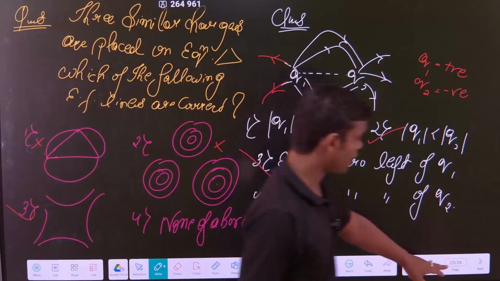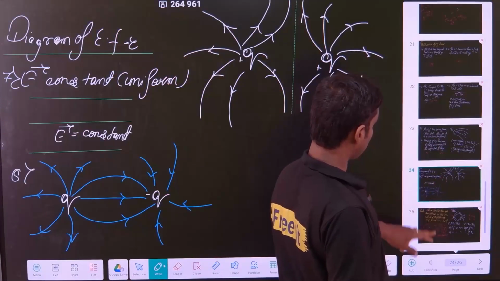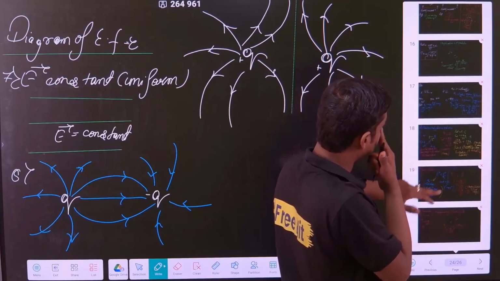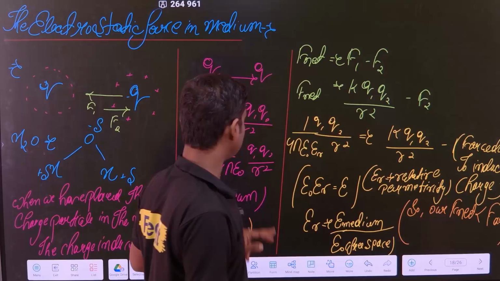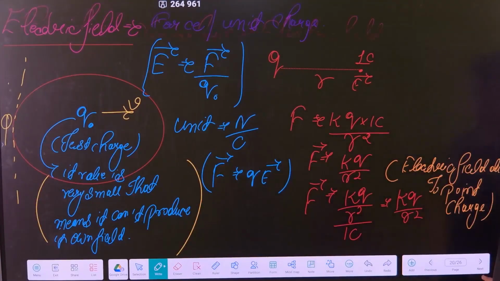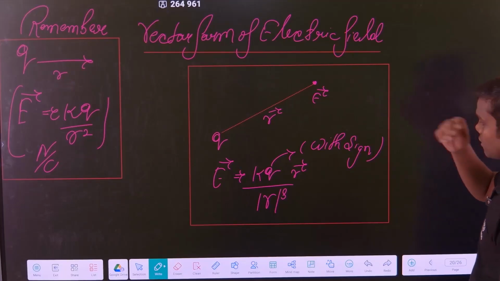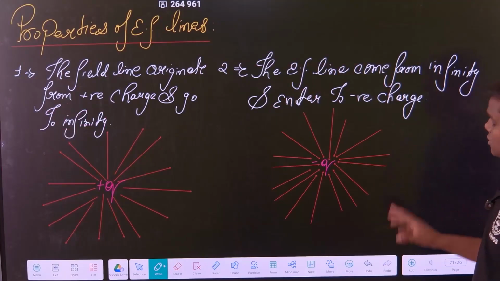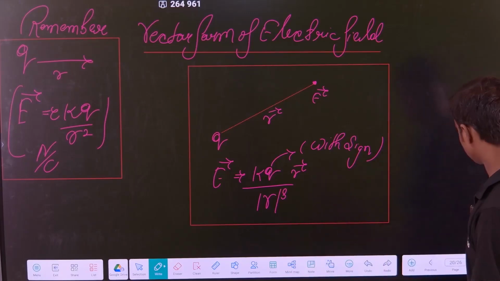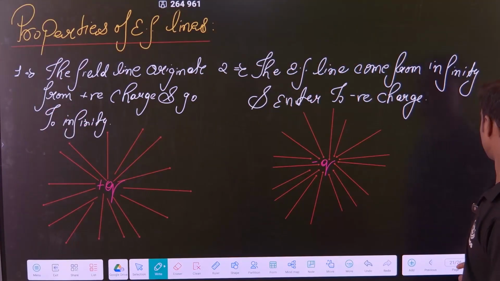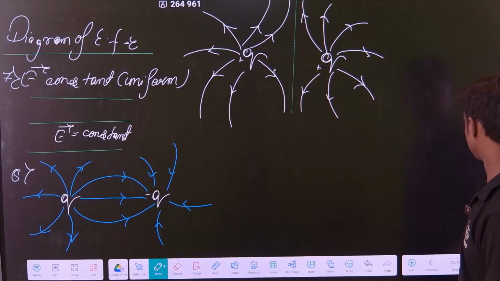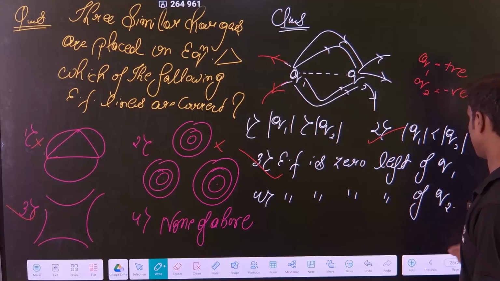So in today's class we have seen a lot of things, and we have seen new concepts also. We have seen the electric field lines, then how to calculate the electric field due to a point charge, then the vector form, and then we have learned one concept, how to calculate the electric field if anyone asks you. Then we have seen the properties of electric field lines. These are the different properties. Please go through all the properties, and this is the example we have seen.